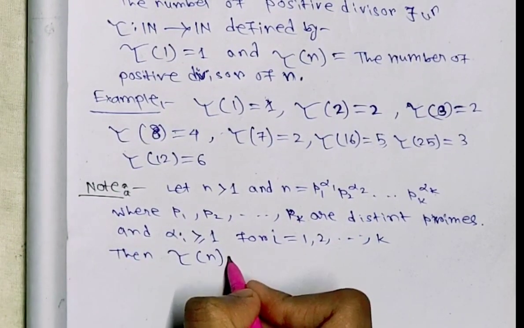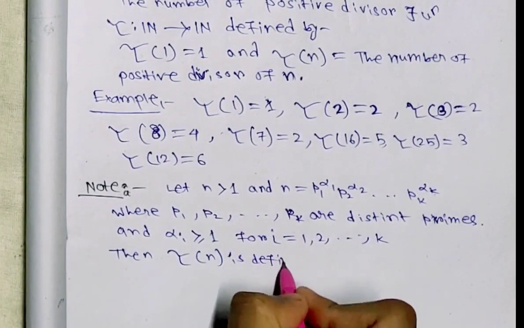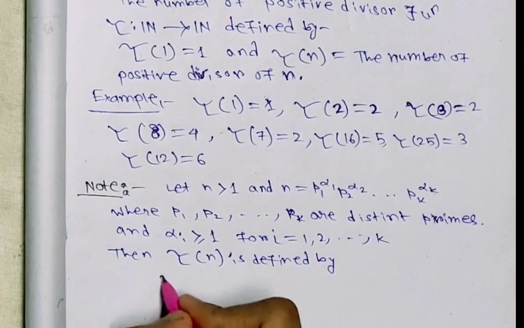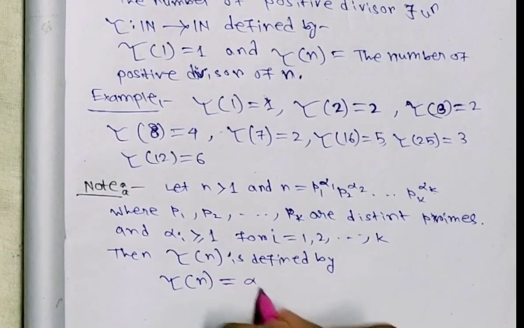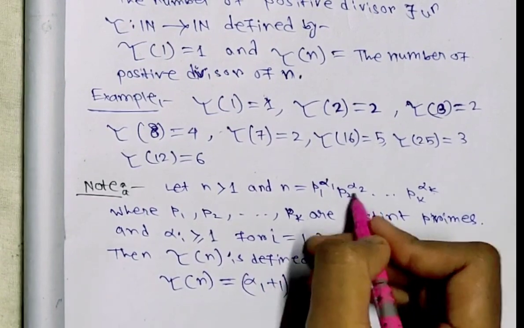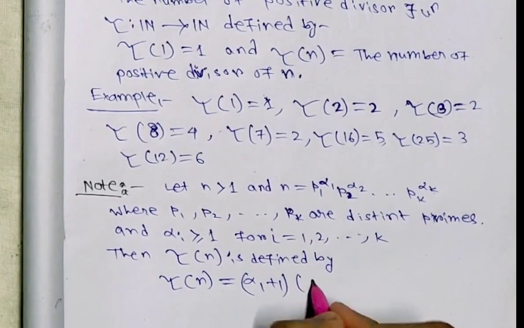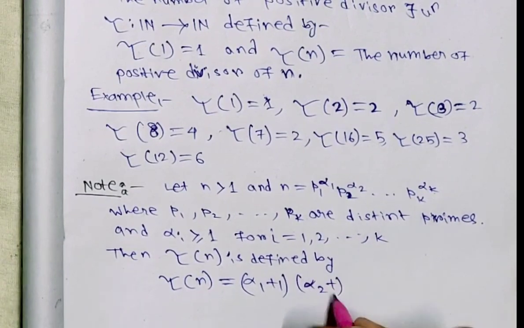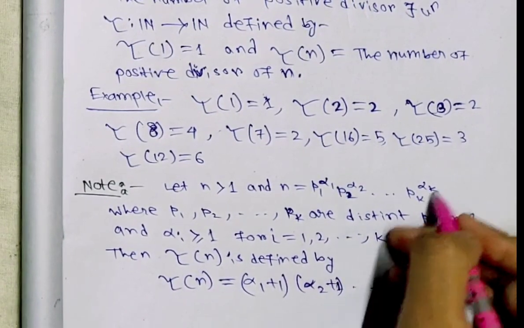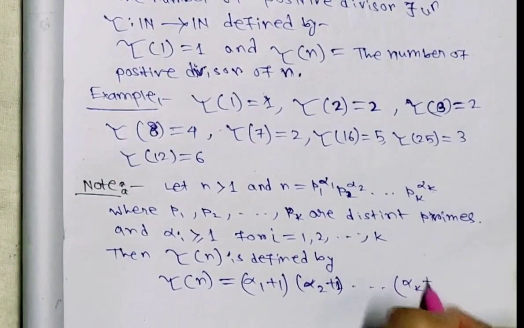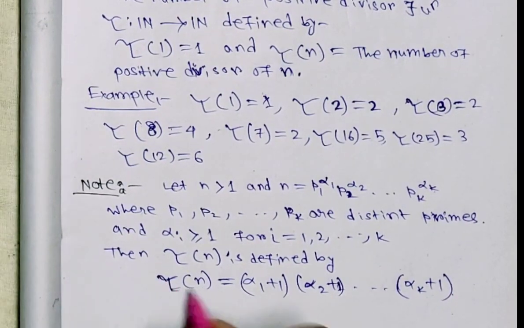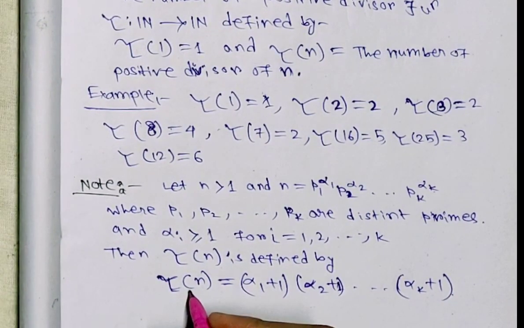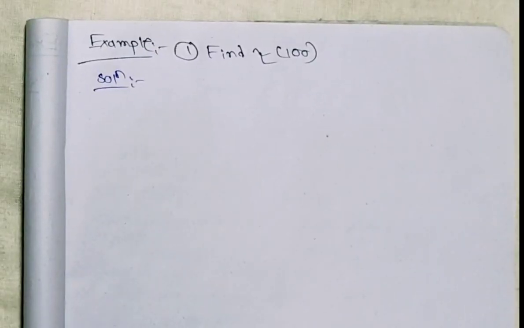Then tau of n is defined by tau of n equals क्या होगा, जस्ट प्राइम के जो पावर पे है alpha 1 प्लस 1 इंटू जो सेकेंड डिस्टिंक्ट प्राइम के पावर पे है alpha 2 प्लस 1 डॉट alpha k प्लस 1, ऐसे मल्टीप्लाई होता जाएगा. Okay, that is equal to tau of n, the number of positive divisors of n. अभी अगर आपको जनरल फार्मूला समझ में नहीं आया है तो एग्जाम्पल से सब कुछ क्लियर हो जाएगा.